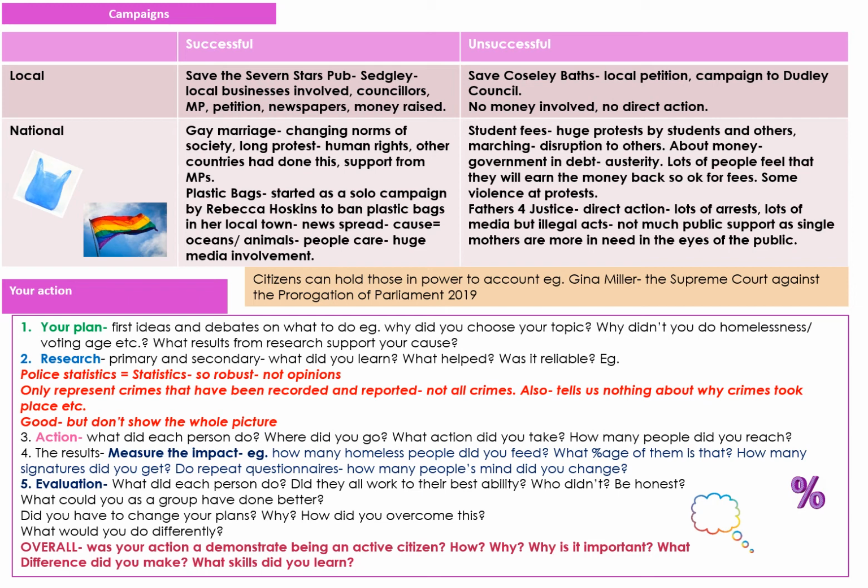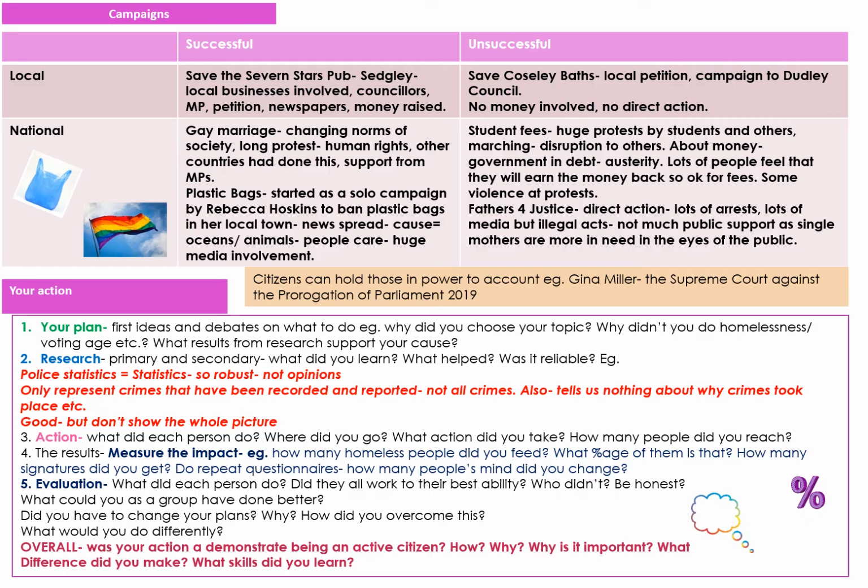Then you move on to the evaluation. What did each person do? Did they all work to the best of their ability? Who didn't? Be honest. What as a group could you have done better? Did you have to change your plans and why? How did you overcome this? You don't lose any marks for that.